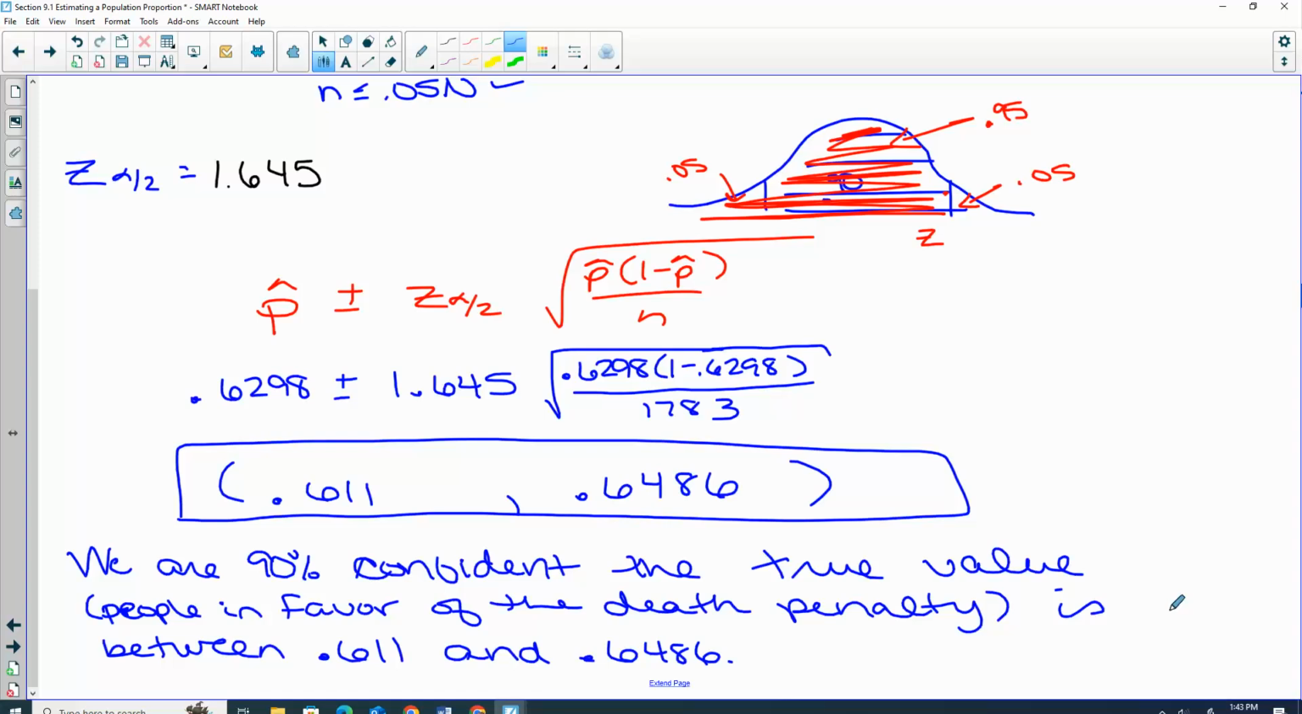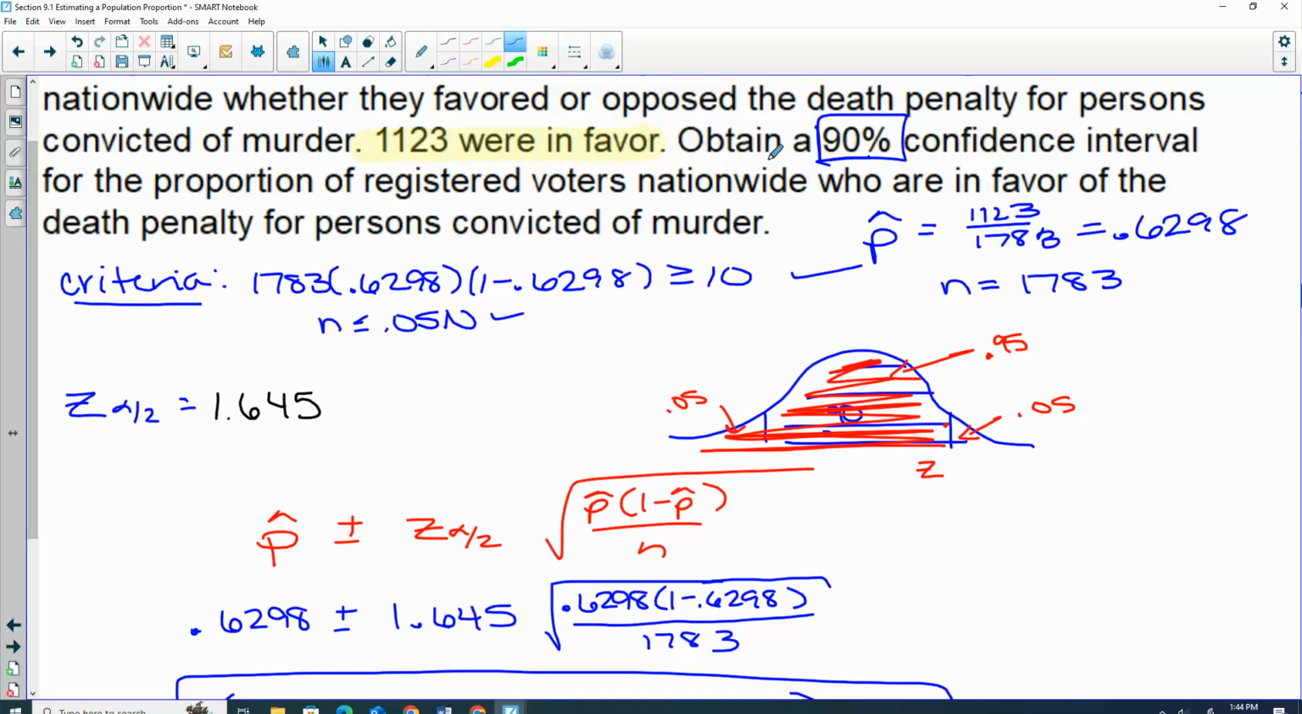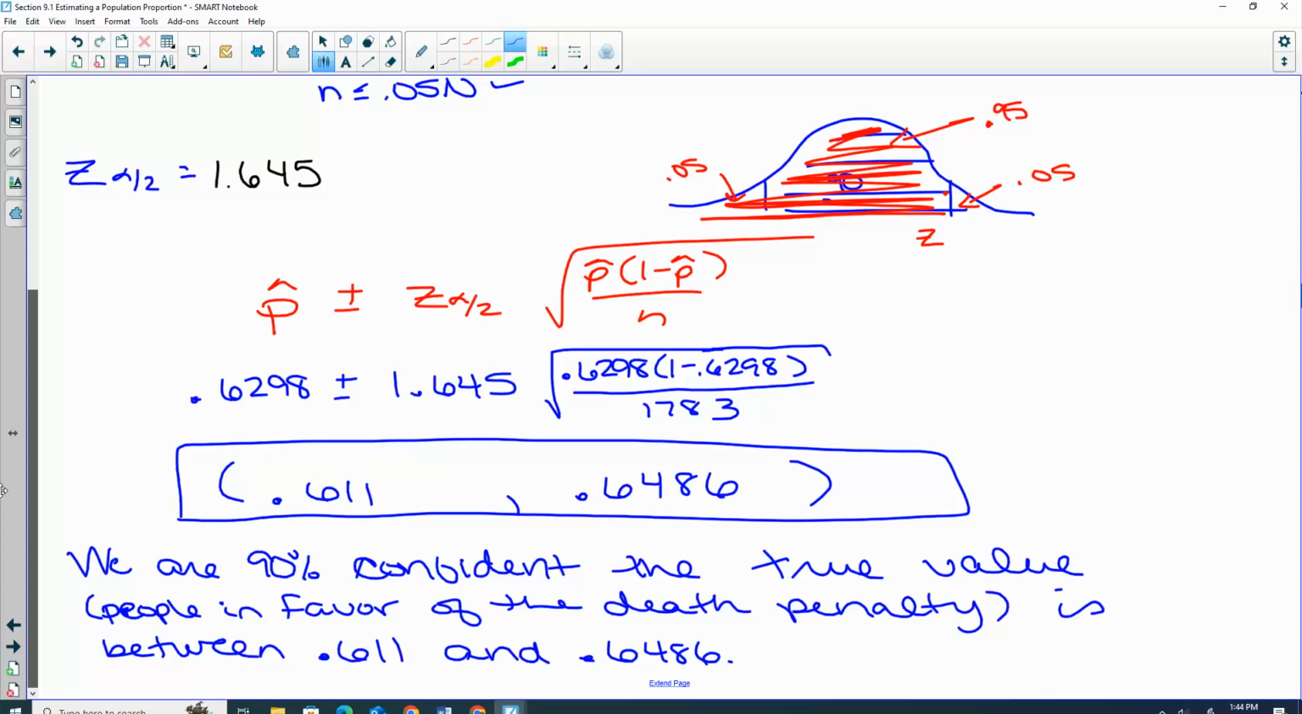Any questions there? What was your reason again for not doing 0.95? Because we wanted the middle 90%. So that means there's 5% on each end. Other questions?